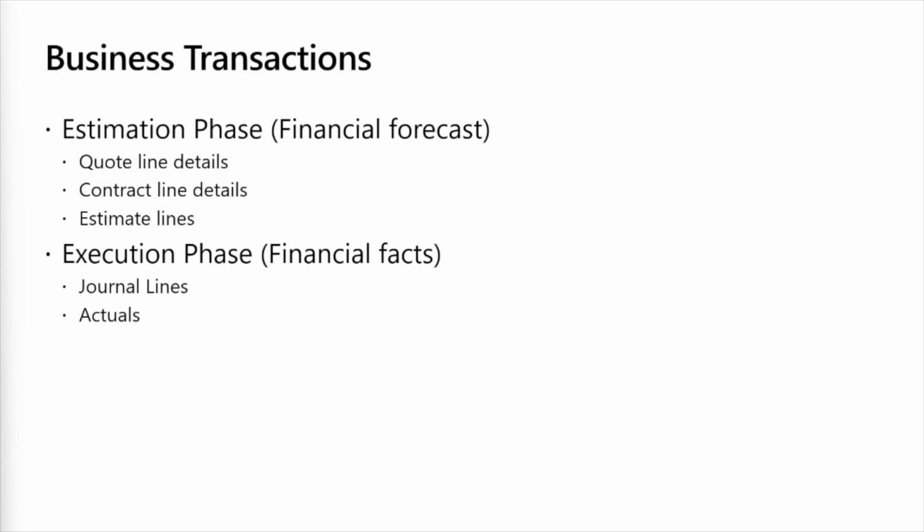So you might be aware that we can create quote lines, contract lines, estimate lines, and then we have the concept of journal lines and actuals. When we look at a project from an estimation phase perspective, whenever we are creating quote, contract, or estimate lines, they are considered the financial forecast for a project, or we can also link them to the estimation phase. And then once transactions are occurring on the project, that becomes the financial facts, or we can also classify them as the execution phase.